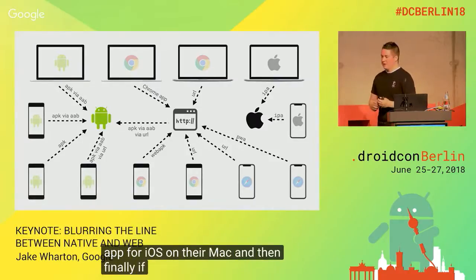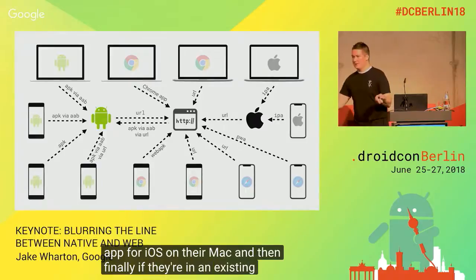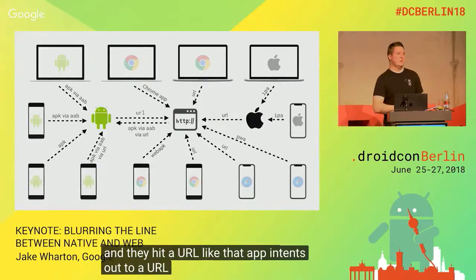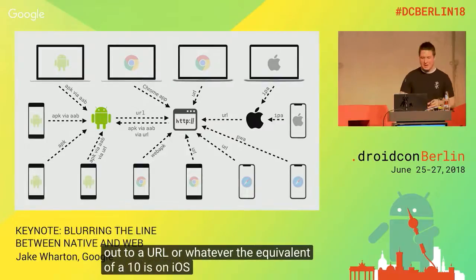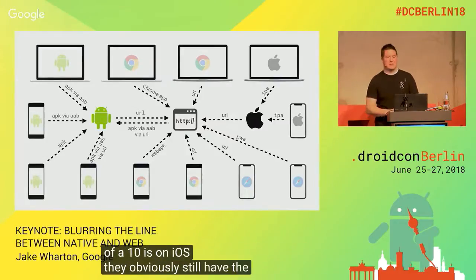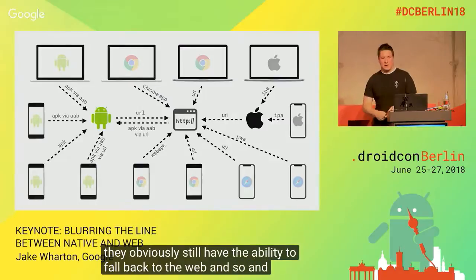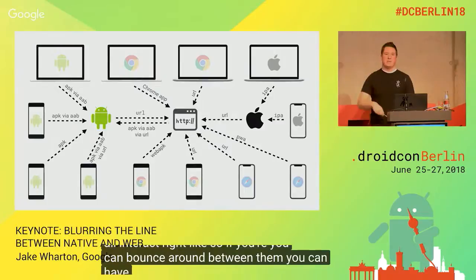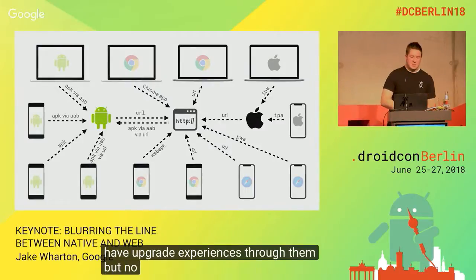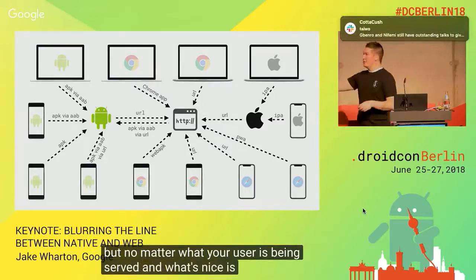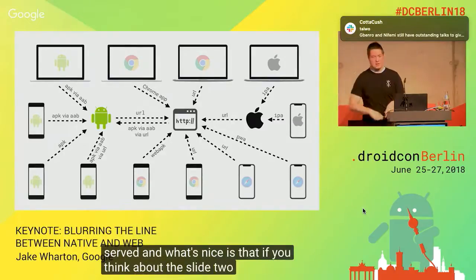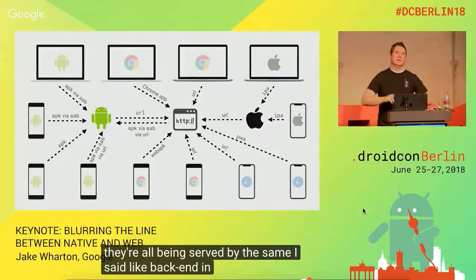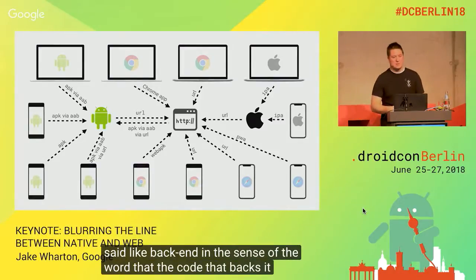And then finally, if they're in an existing app and they hit a URL, like that app intents out to a URL, or whatever the equivalent of intent is on iOS, they obviously still have the ability to fall back to the web. And these all interact, right? So if you can bounce around between them, you can have upgrade experiences through them. But no matter what, your user is being served. And what's nice is that, if you think about two slides ago, they're all being served by the same backend, in the sense of the code that backs it.